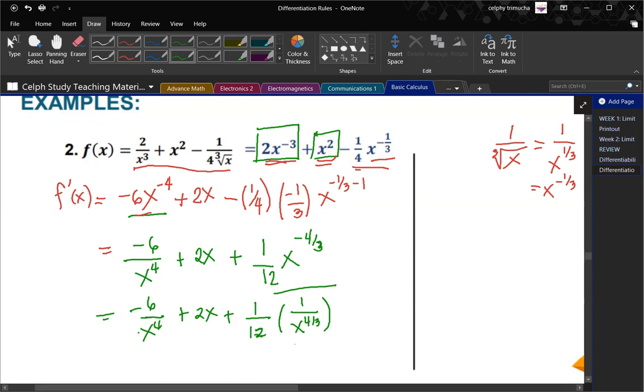Now, if wala gin require nga dapat naka-radical form aton ang answer, so pwede lang ang aton answer will be negative 6 all over x to the fourth plus 2x plus 1 all over 12 x raised to 4/3. So pwede na nga amo ni mo answer kung wala man lang gin require for radical. But if kinanglan naka-radical sign, transform nato ni yang 1 all over 12 x raised to 4/3 into radical form. So ano ni ang radical form ng 1 all over 12 x raised to 4/3?